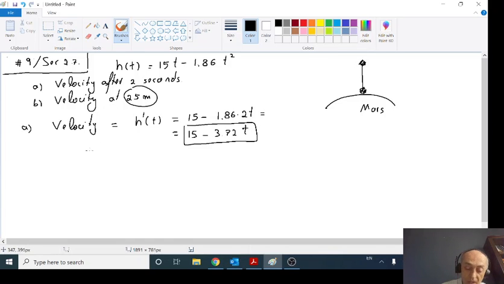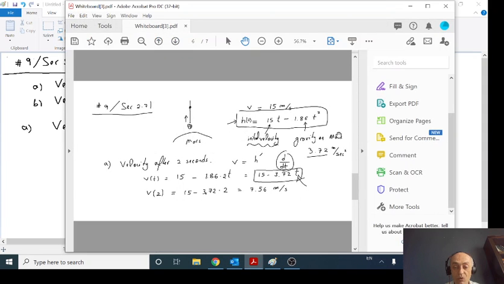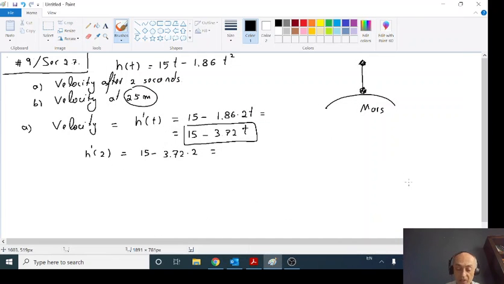Now, if you want h prime of 2, which is the velocity after 2 seconds, you have to plug in 2. So that's 15 minus 3.72 times 2. And this is the exact formula that we found in class last time. I'm going to show you the class work here. This is what we found in class, and that turned out to be 7.56 meters per second. So that was correct. All right, so this is part 1.